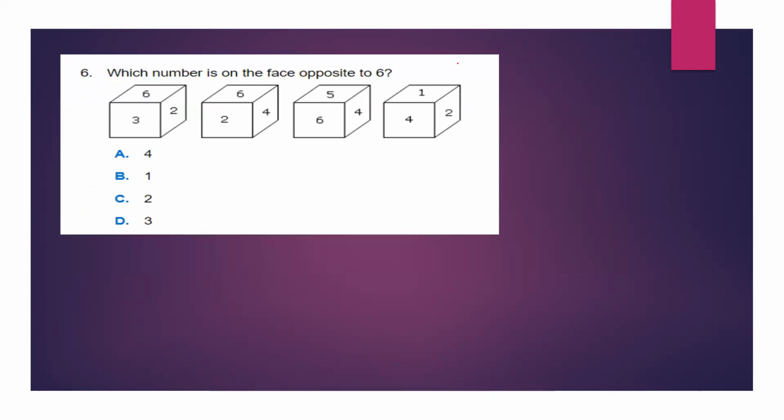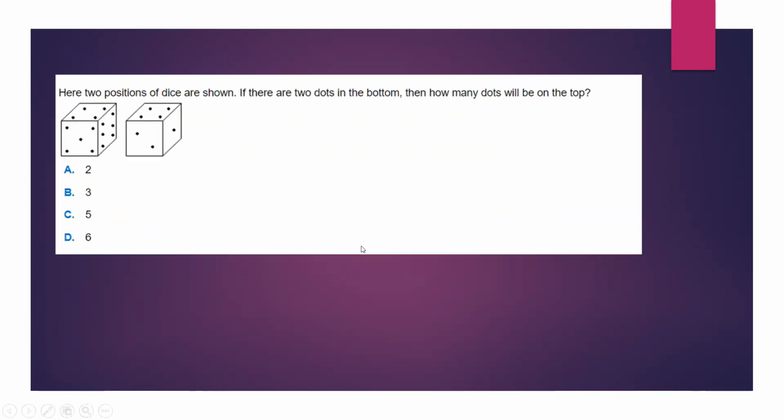Which number is on the face opposite to 6? Adjacent to 6 is 3, 2, 4, and 5. So these numbers cannot be. So definitely 1 will be the answer. Okay, so see, every question you can solve very easily without much thinking. Just look at the question and the answer is ready.